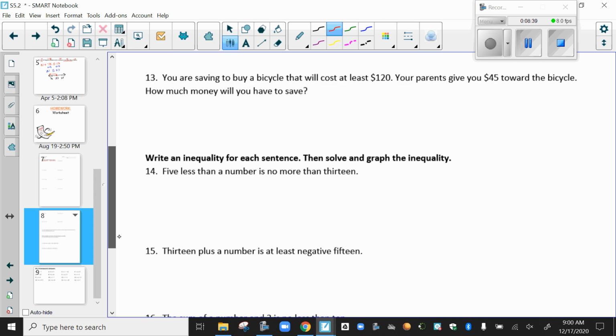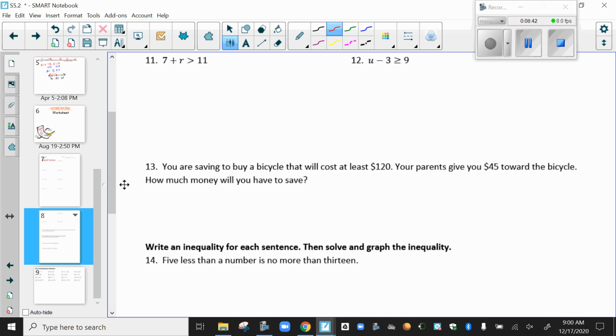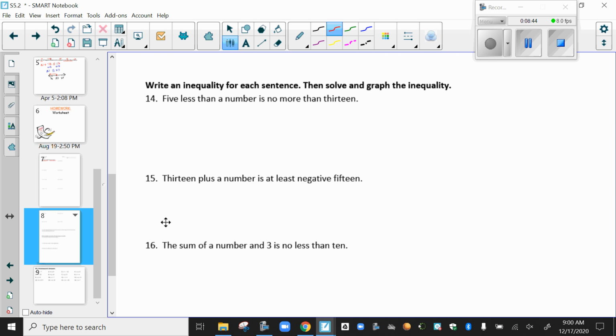You're going to do 4 more on this page, and then 1 regular word problem, and then 3 of like that last thing we did where you have to kind of decipher what you got here. Solve and graph.